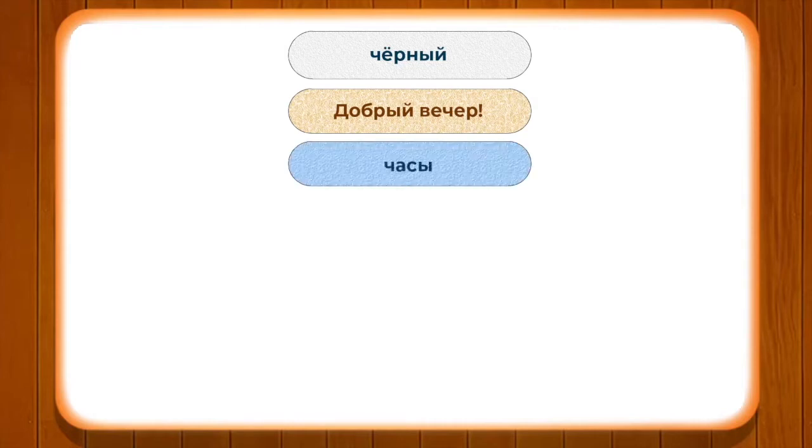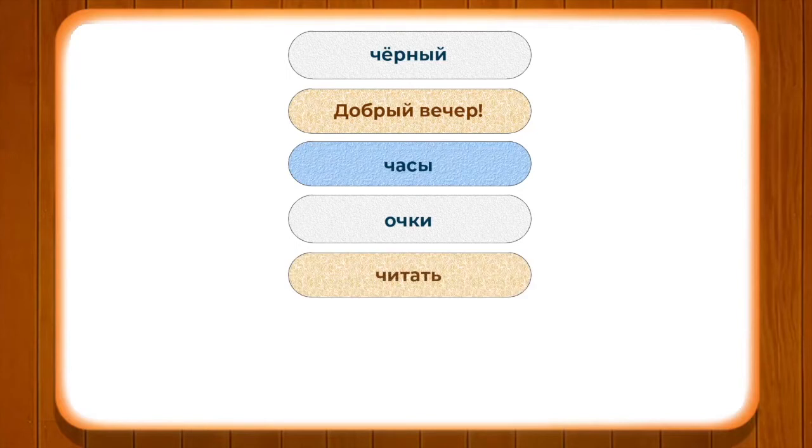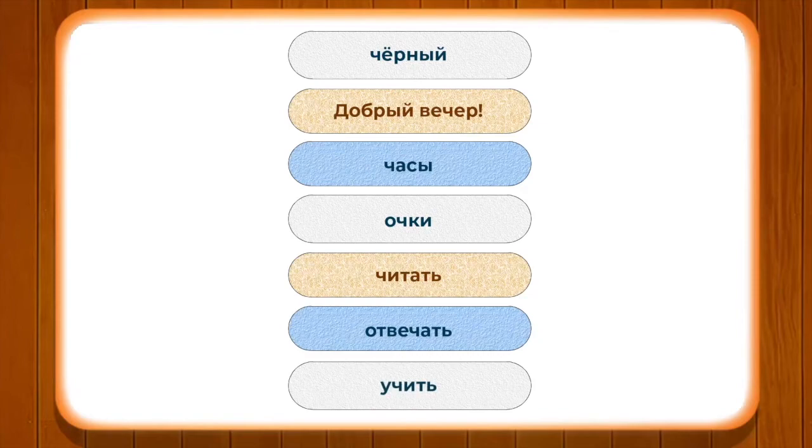Чёрный, добрый вечер, часы, очки, читать, отвечать, and учить. If you pay attention to the first one, чёрный, it is an adjective, because it has the ending.